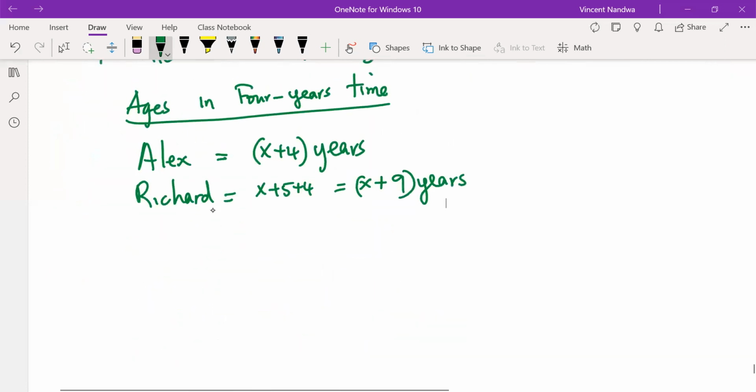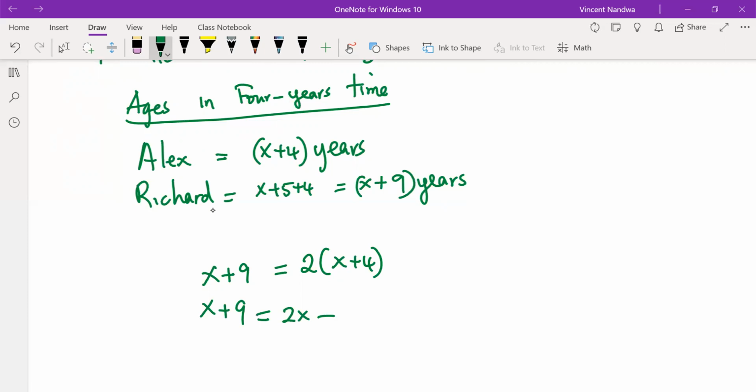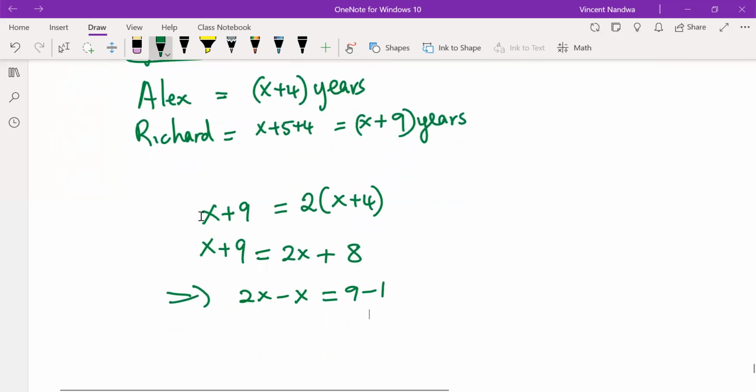So this age of Richard is going to be twice the age of Alex 4 years from now. So we'll have X plus 9 equals 2X plus 8. So collecting like terms, 2X minus X equals 9 minus 8. So X equals 1.